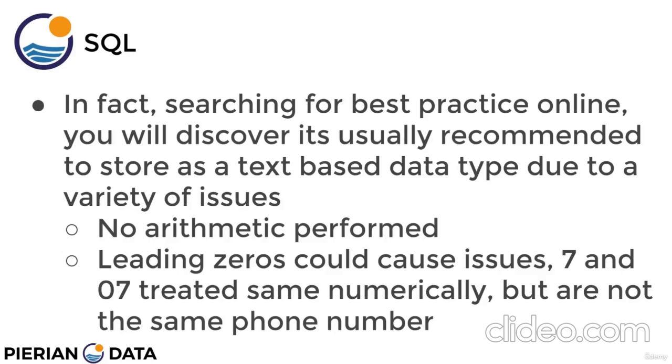And also, things to be careful of is, especially when it comes to country codes, that leading zeros could cause issues. When it comes to numerics, 7 and 07 can often be treated the same. However, they're definitely not the same when it comes to a phone number. So if you Google search just best practice phone number PostgreSQL, you would discover that pretty much everybody recommends to store it as a text-based data type, or, depending on additional libraries being used, as an actual phone data type.